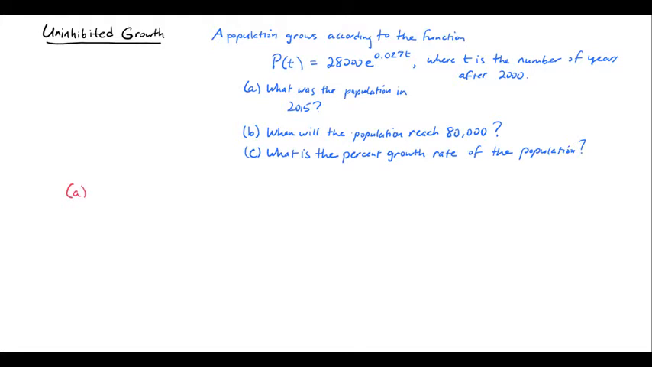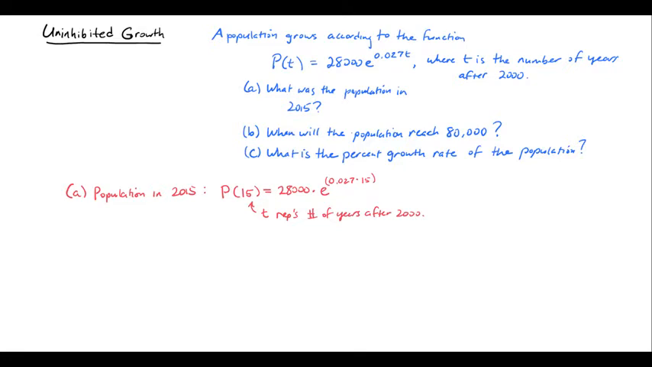Okay, so part A, population in 2015. So we want to find P of 15, because this t represents the number of years after 2000. So we want P of 15, and that's going to be 28,000 times e to the 0.027 times 15. And now I'm going to use my calculator to figure out what that is.